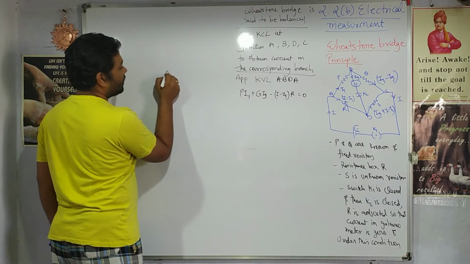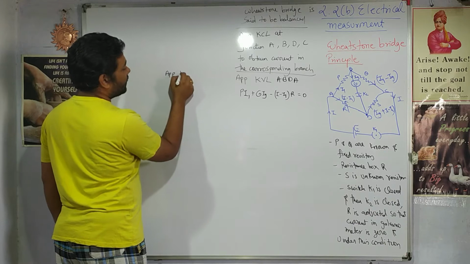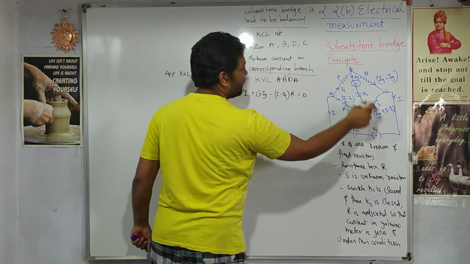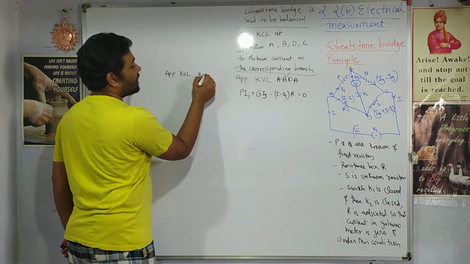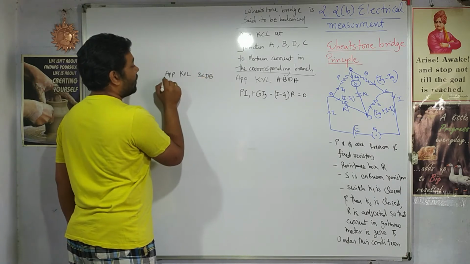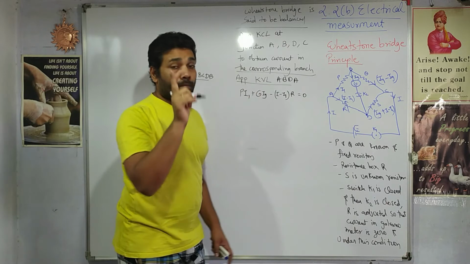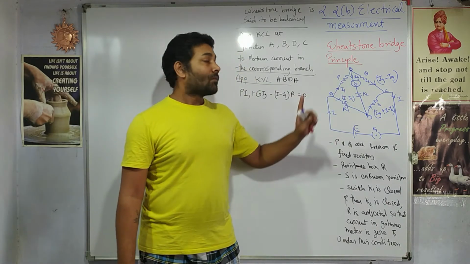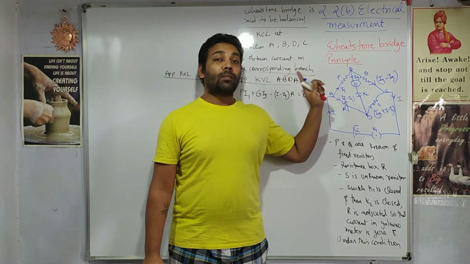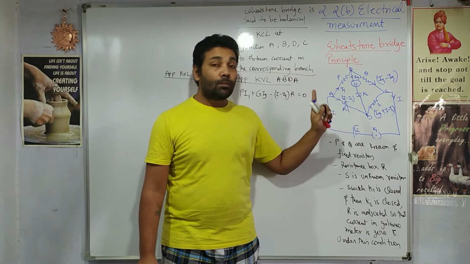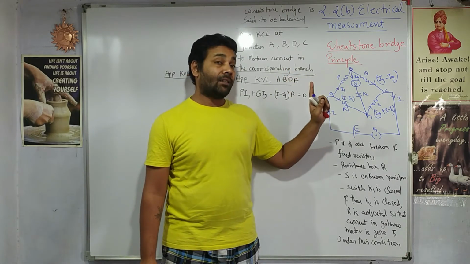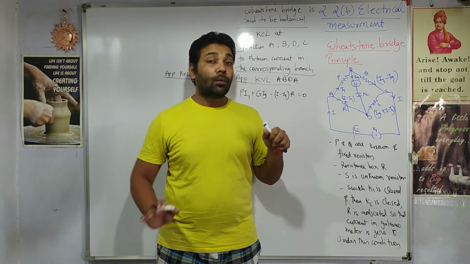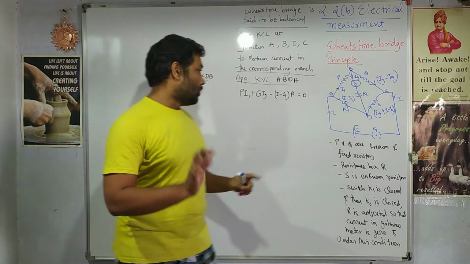Then another loop, applying KVL. I apply KVL to the loop B, C, D, B. You might have a question in your mind about how I am able to identify the perfect loops. I am able to identify them because I have done sufficient practice. It is only practice that is going to help you select the loops.